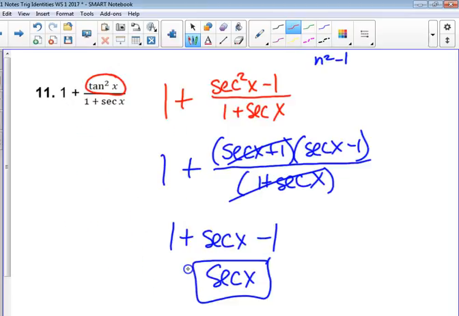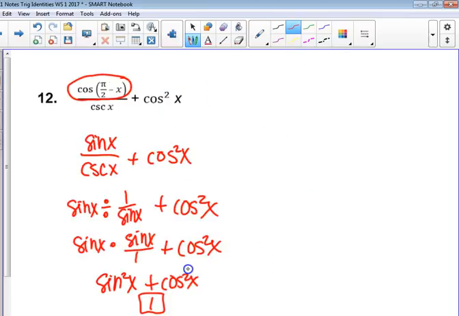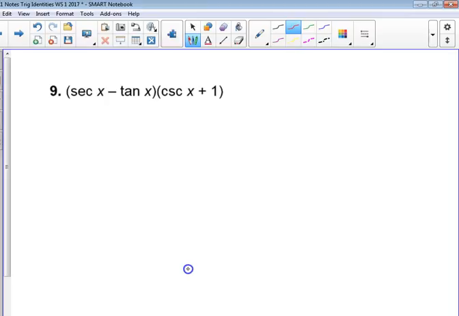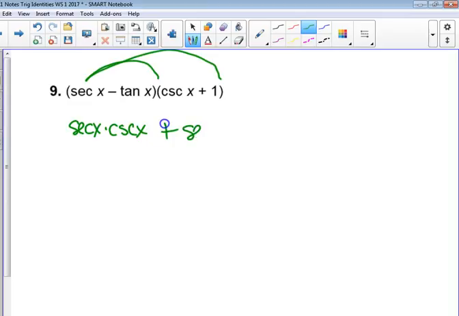Okay, we did 11. We need to go back to 9. I don't think we have a choice but to FOIL. Do you want to rewrite them as sines and cosines or FOIL first? FOIL first? Okay. So if we FOIL, we're going to have secant of x times cosecant of x, plus secant of x times 1, or just secant of x. Then what?